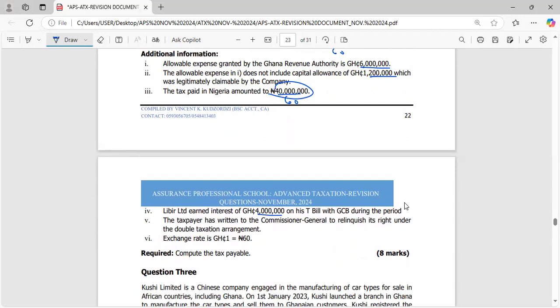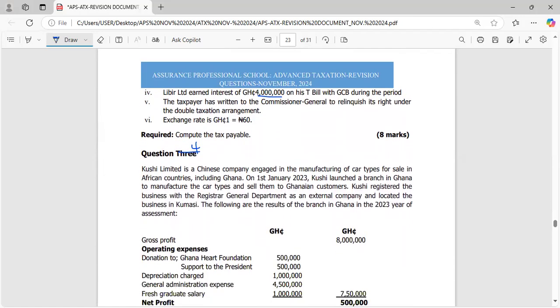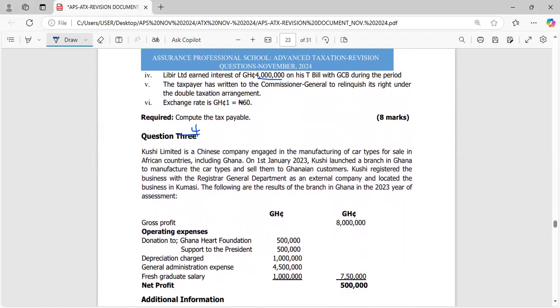This will be question 4. Oh, we can move on. We can move on here. All right. Question 4, the last question on international taxation.